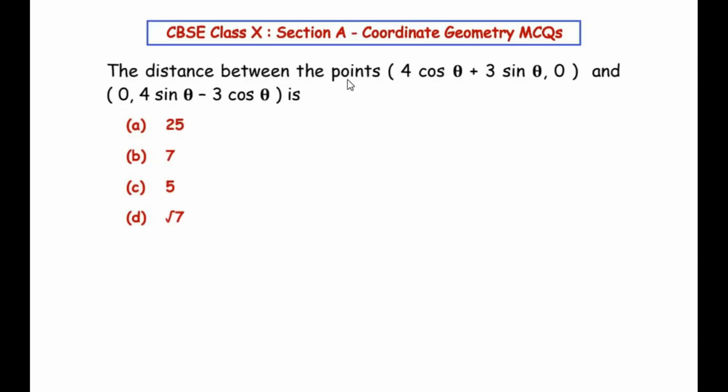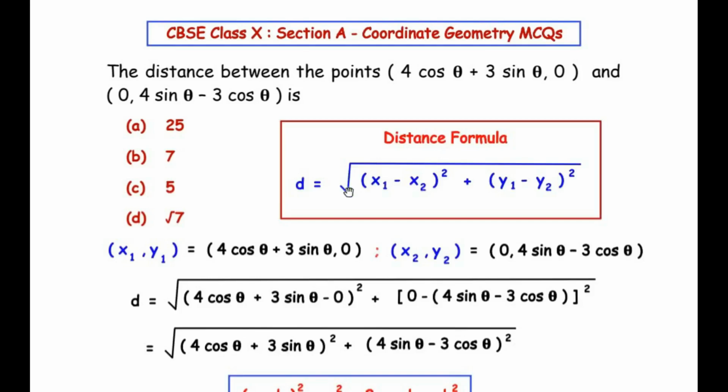The distance between the points 4 cos theta plus 3 sin theta, 0 and 0, 4 sin theta minus 3 cos theta is. Now this question is a combination of coordinate geometry and trigonometry chapters. And since here we need to find out the distance between the 2 points, we are going to make use of the distance formula. So the distance formula is given as d is equal to square root of (x1 minus x2) the whole square plus (y1 minus y2) the whole square.